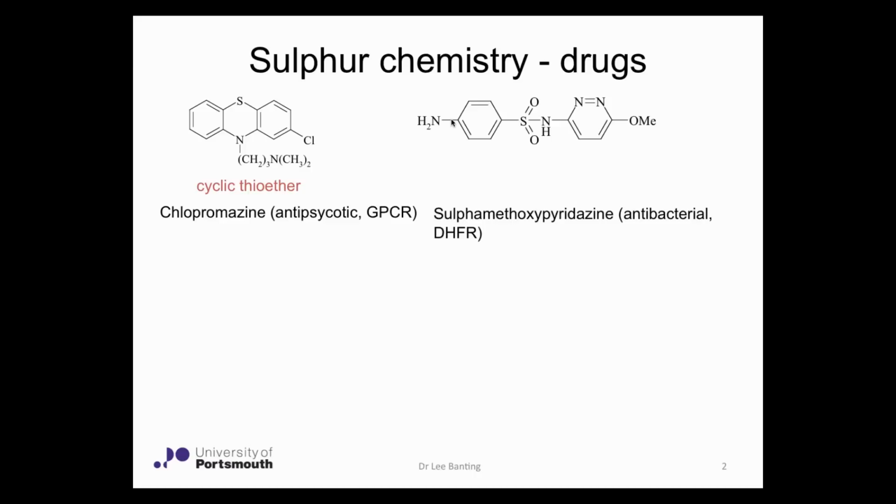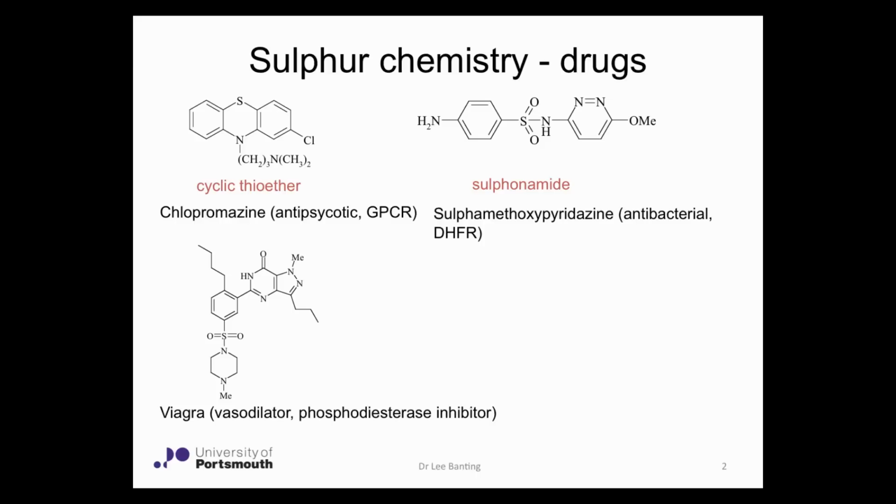Sulfamethoxypyridazine is an antibacterial, and it's a dihydrofolate reductase inhibitor, part of a broader group of compounds called the sulfonamides, and that's because this contains a sulfonamide functionality. This is the sulfonamide group here. You may be familiar with carboxamides, the carbon-based amides. This is the sulfur-based system. We'll learn a little more about those later on.